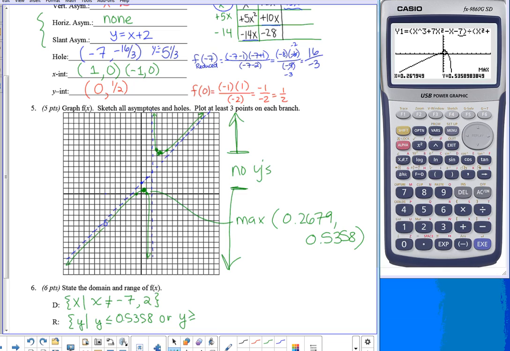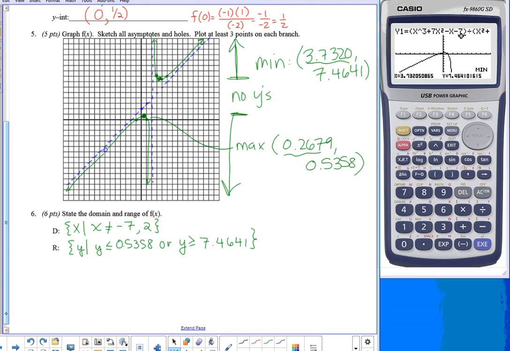So I'm going to need to find that. That technically was the minimum of this branch. So in my calculator, I go to GSolve min, and it tells me there my x value is 3.7320 and my y value 7.4641. So I have y is greater than or equal to 7.4641. I didn't really care about the x values of these points because they were included in the domain. I really only needed the y's for the range. If I were going to do increasing and decreasing, I would need to know these x values, but not for domain and range. All right, nothing else down on this page, so let's turn over to the next one.